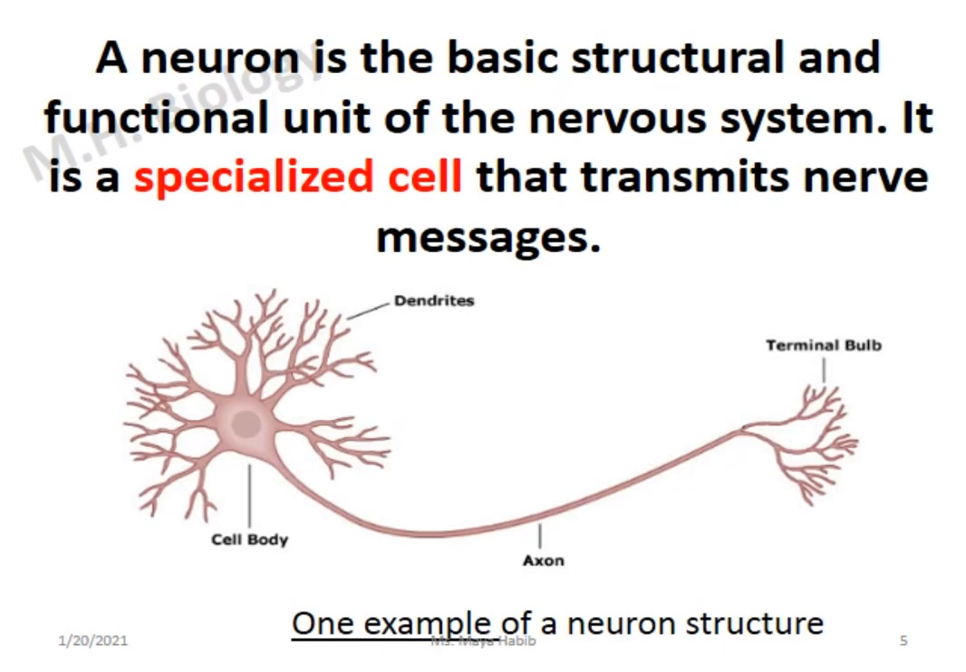So what is a neuron? A neuron is the basic structural and functional unit of the nervous system, meaning it is responsible for the structure as well as the function of this system. It is a specialized cell. It has a special structure, and of course its function, which is transmitting nerve messages. And in this figure you can see one example of a neuron structure, and of course we are going to study the different parts in later slides.